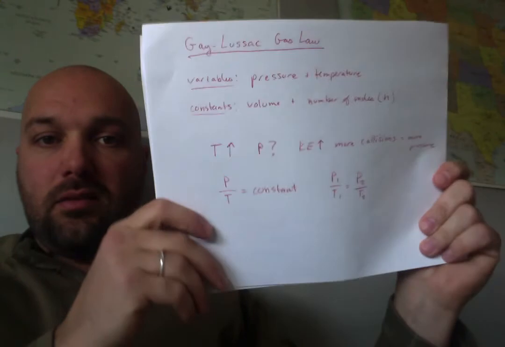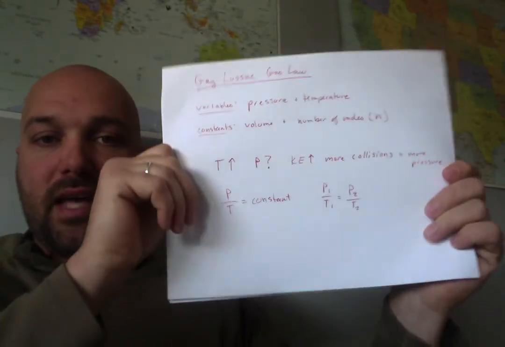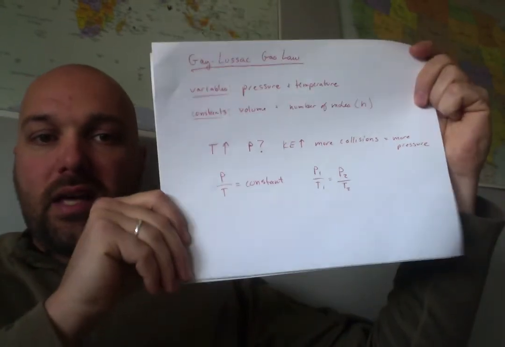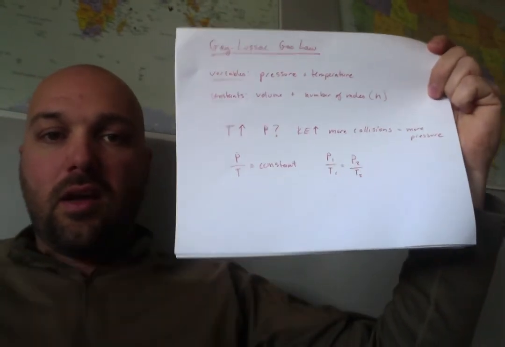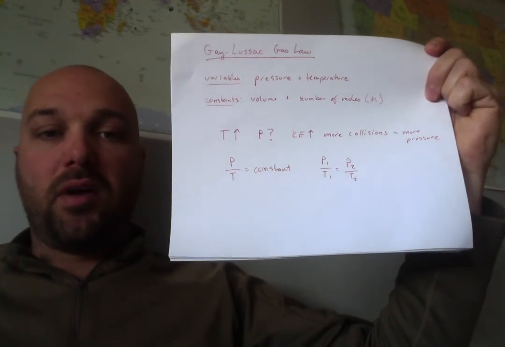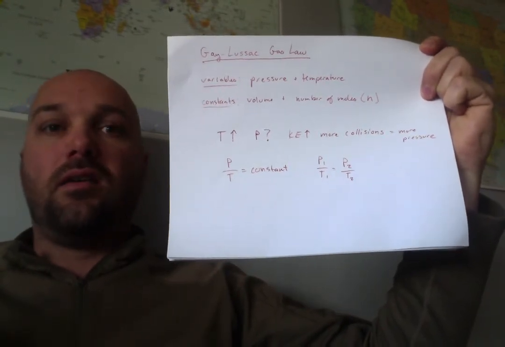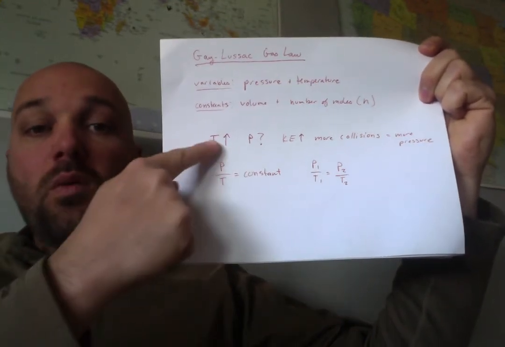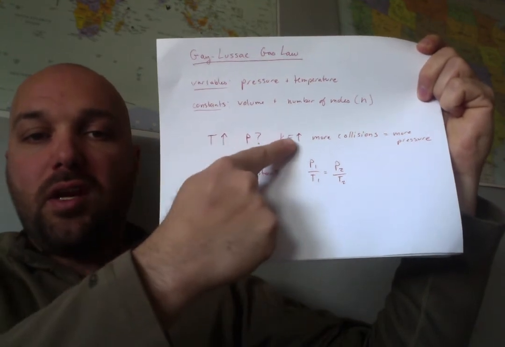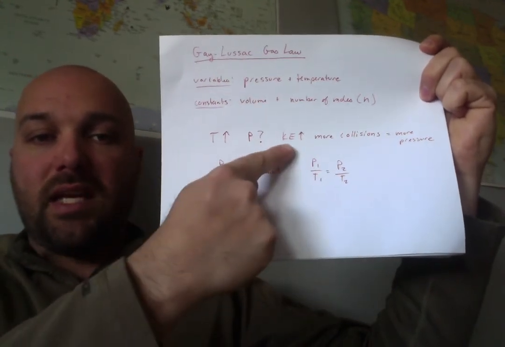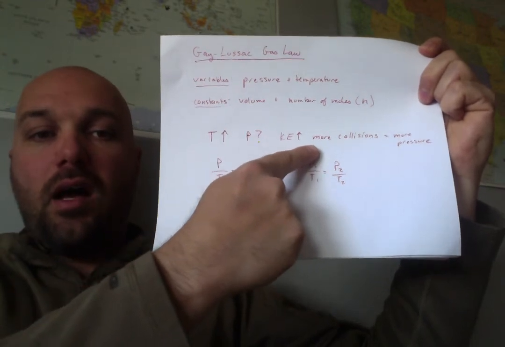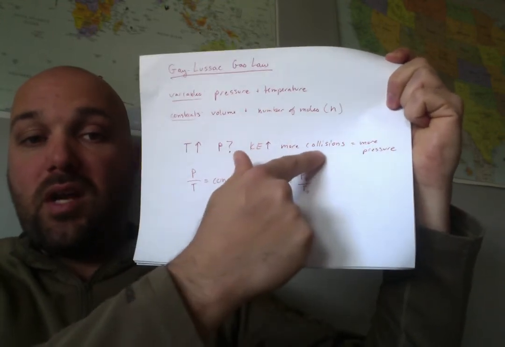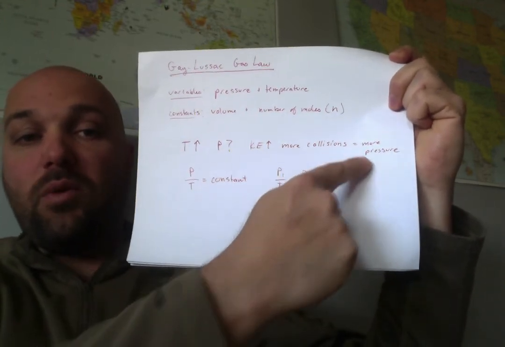The next gas law kind of wraps up our single person's gas law. Gay-Lussac, what his gas law discusses is the variables are pressure and temperature. The constants are volume and number of particles. Well, if temperature goes up, what's going to happen to pressure? The fact that temperature went up means that kinetic energy has gone up. If kinetic energy goes up, that means they're moving faster. We're going to have more collisions, and that's going to equal more pressure.